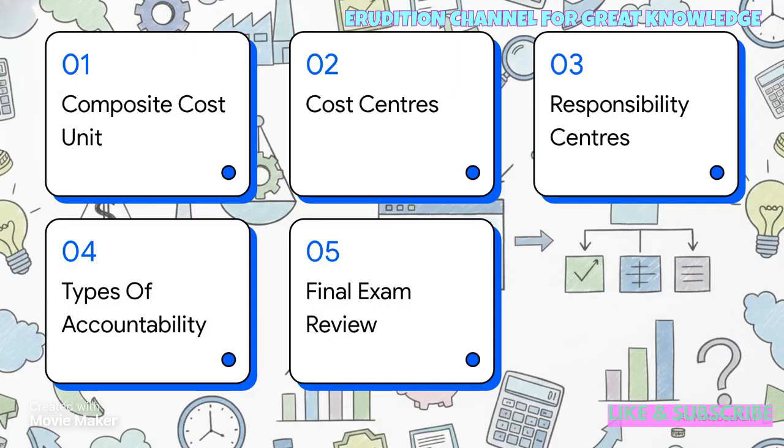Okay, let's dive into this. Here's our quick roadmap for the session. 1. The composite cost unit. 2. Cost centers explained. 3. Understanding responsibility centers. 4. Four types of accountability. And finally, 5. Final CMA exam review.